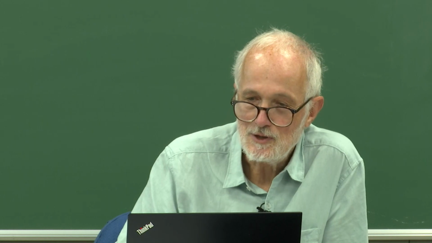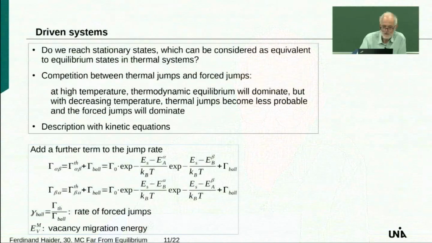But the big advantage of this kinetic approach is that now we can introduce these extra jumps. So imagine a system with vacancies or these AB exchanges or whatever. So you undergo the thermal jumps, plus once in a while you undergo forced jumps. So I add to these jumps from alpha to beta the thermal jumps plus the ballistic jumps. And same for these. So this equation is only slightly modified.